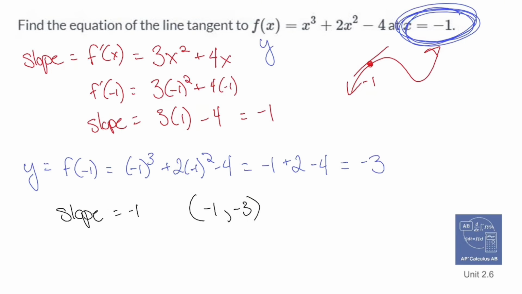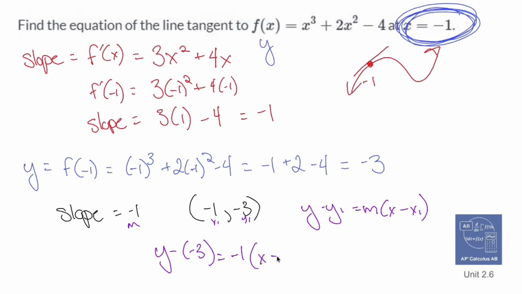I'm going to use point slope form, y minus y sub 1 equals m times the quantity x minus x sub 1 to build my equation. All right, so y minus -3 equals m, which is -1, times the quantity x minus x sub 1, which is -1.